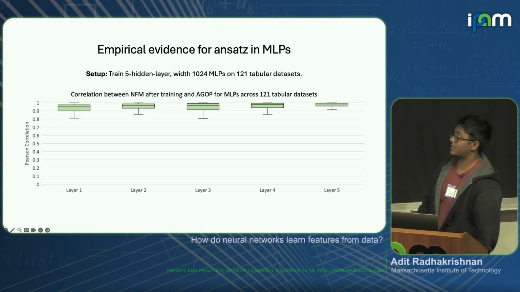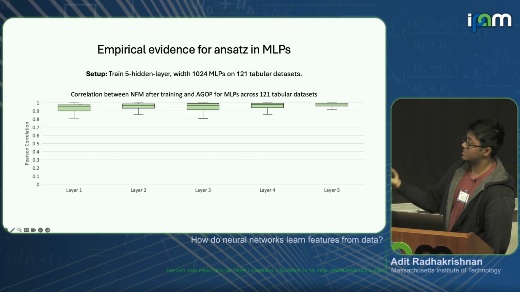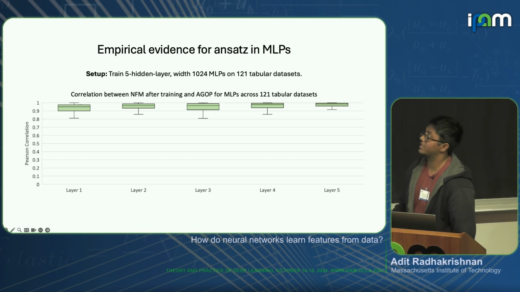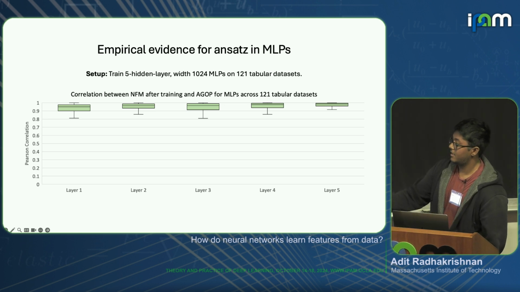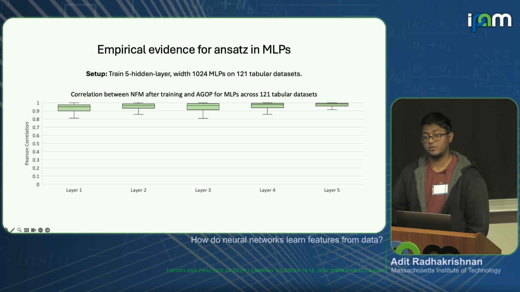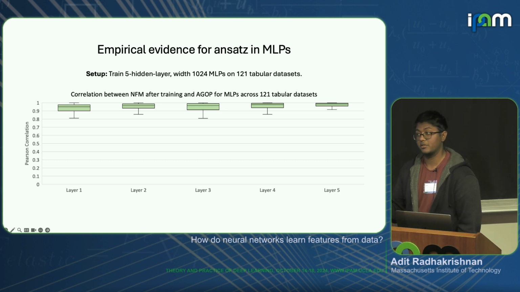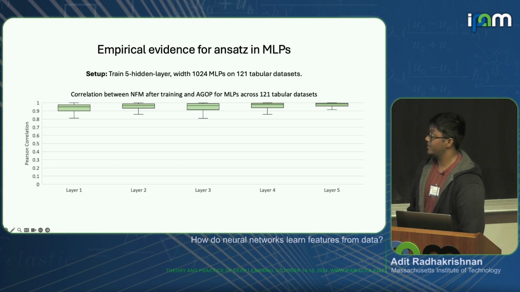How does it compare to actual NFMs in practice? If I take some fully connected networks, here's an example of 5 hidden layer fully connected networks that we trained ourselves on 121 different data sets. If we just look at the AGOP for each layer versus the weights transposes themselves for each layer and compare the correlation, it's extremely high. It's like above 0.9 on the median for every single layer.